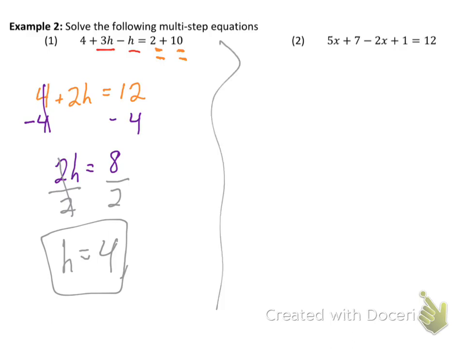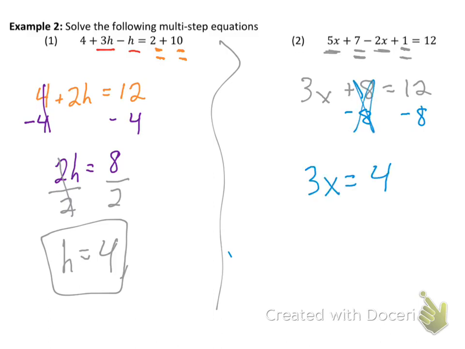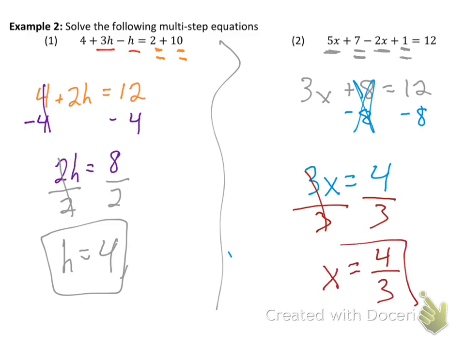Then on my next problem, I got 5x plus 7 minus 2x plus 1 equals 12. Identify your like terms and then combine them. So you get 3x plus 8 equals 12. So now you just got to solve. First thing, subtract 8 from both sides. So I get 3x equals 4. And then all I have to do is divide both sides by 3. So I get x equals 4/3.